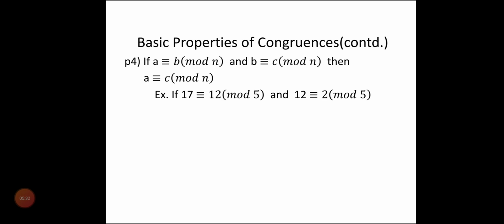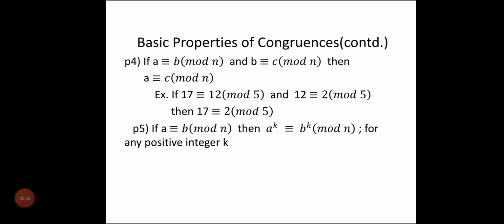For example, 17 is congruent to 12 modulo 5, 12 is congruent to 2 modulo 5, and therefore you can observe that 17 is congruent to 2 modulo 5 because 17 minus 2 is 10, which is divisible by 5. This is called the transitive property, and it is a very important property, students. We will be recalling this again and again when we solve problems.